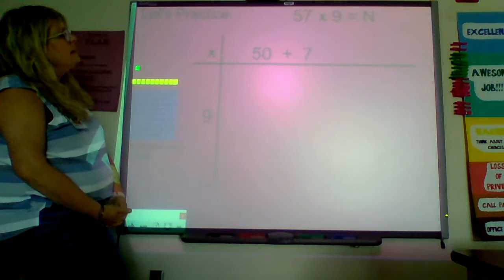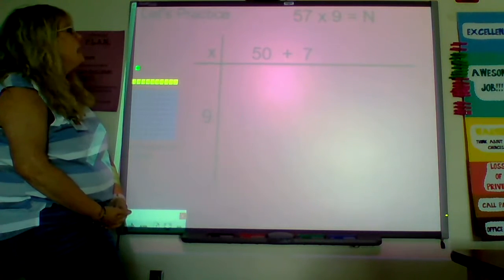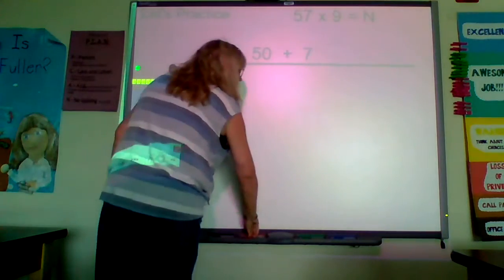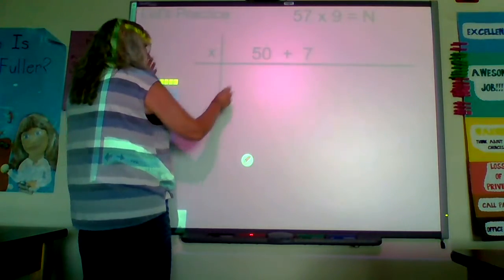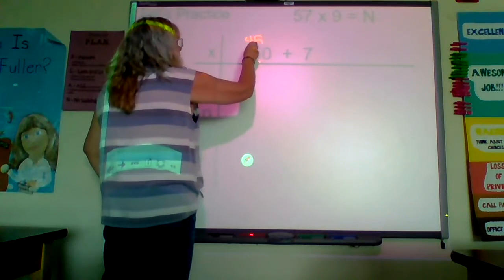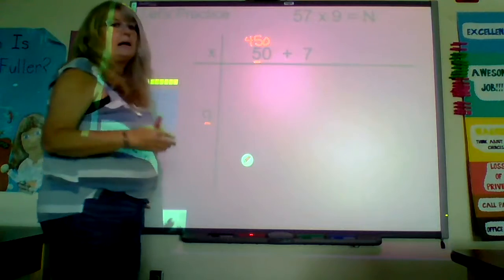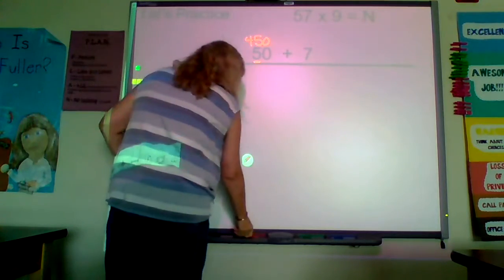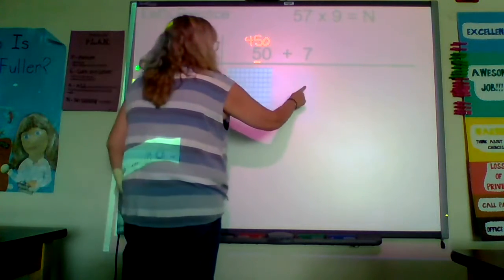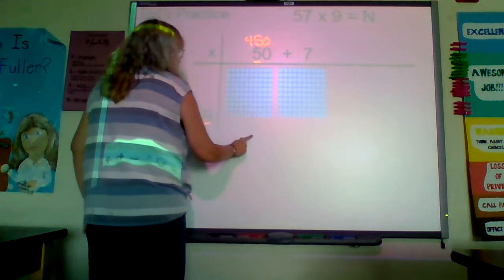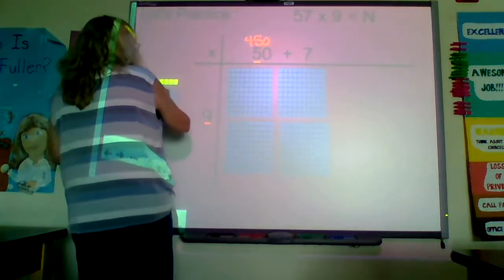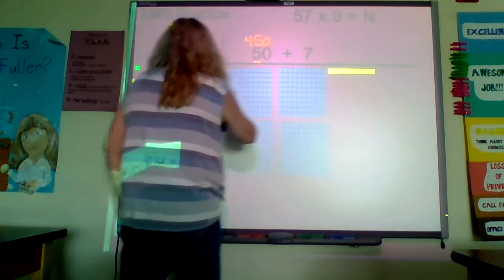All right, we've got the algorithm 57 times 9, and we broke it down to 50 plus 7. So again, using the simple facts, I know that 9 times 5 is 45. But I'm adding my 0 because I multiplied by 50 instead of 5. So I'm going to bring over 4 flats to represent 400. And I'm going to bring over 5 rods to represent 50.